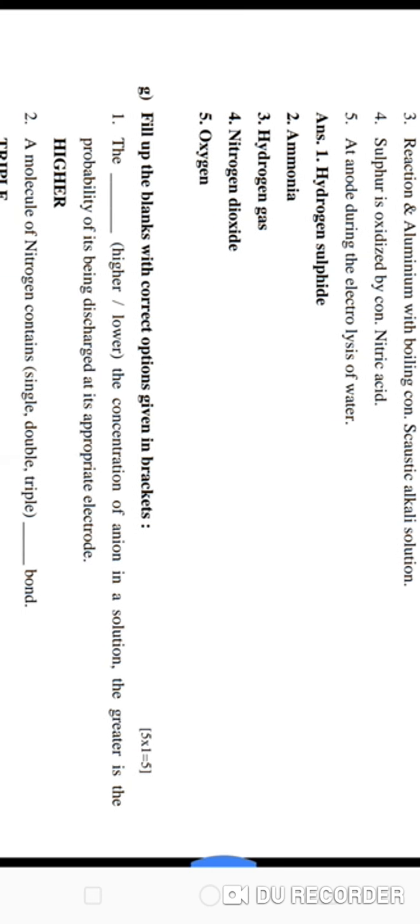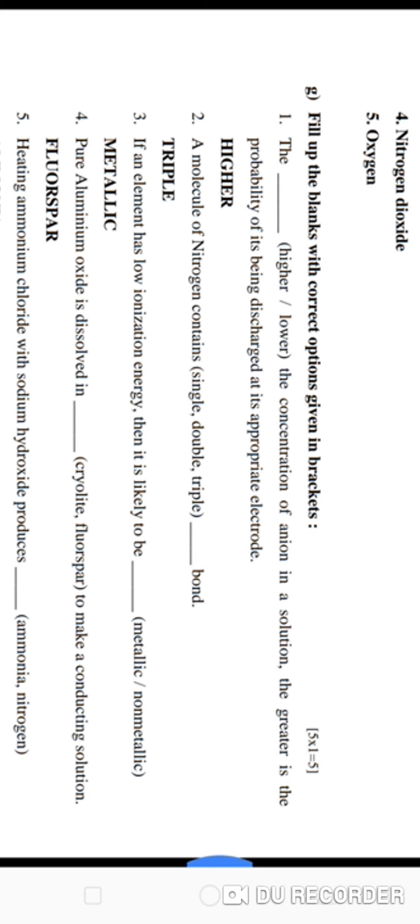Next is to name the gas produced. Dilute sulfuric acid reacts with sulfide, producing hydrogen sulfide. Ammonium sulfate with sodium hydroxide will generate ammonia. Aluminium on boiling with concentrated alkali solution generates hydrogen gas. Sulfur oxidized by concentrated nitric acid produces nitrogen dioxide gas. At the anode during electrolysis of water, it will generate oxygen.